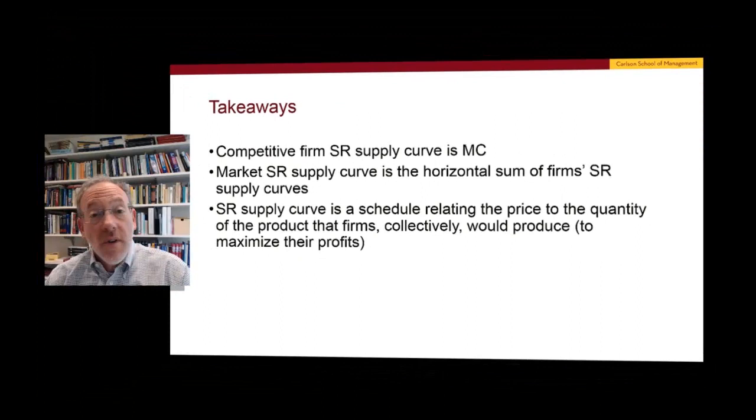What are the takeaways from this short module? Well, first, the competitive firm's short-run supply curve is just its marginal cost curve. Second, the market short-run supply curve is the horizontal sum of the firm's short-run supply curves. And third, the short-run supply curve is a schedule relating the price to the quantity of product that firms collectively want to produce in order to maximize their profits.